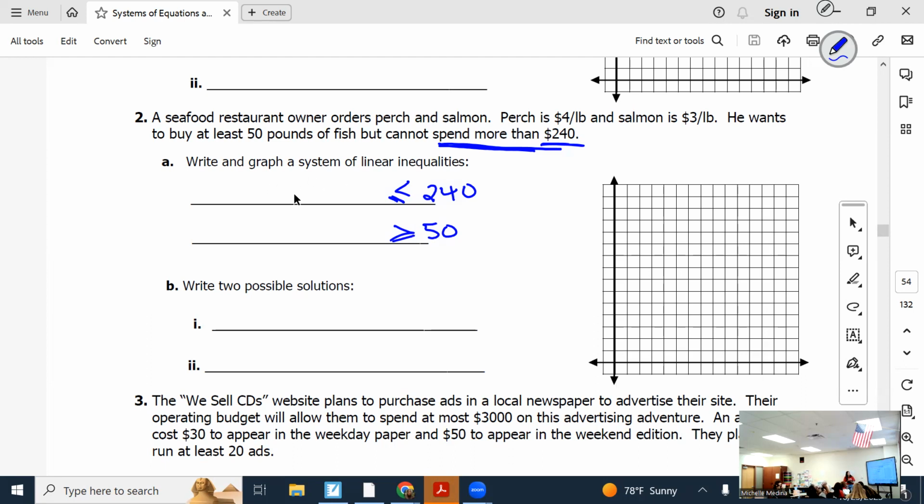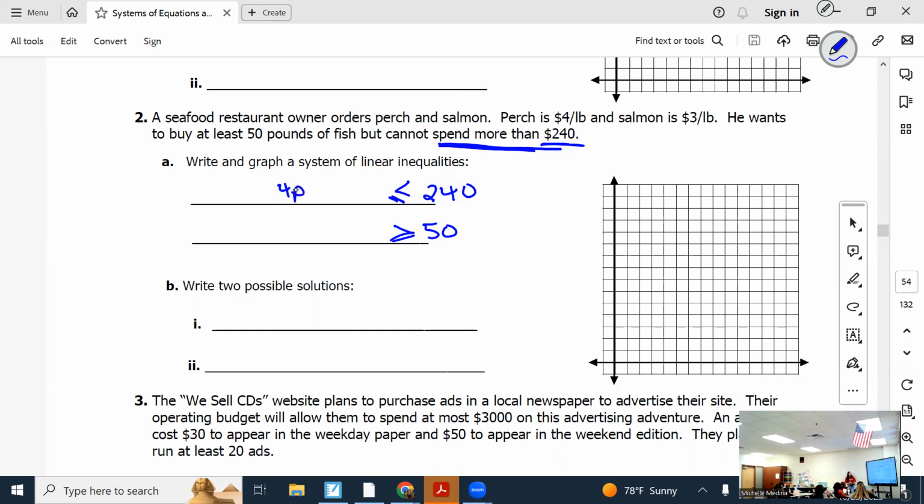Okay, and how can I show that mathematically? Well, you don't want to do that because we already have the symbol. You don't want to put an equals over here because we already have an inequality symbol. But how can I show that perch is $4 a pound? Do we know how many pounds he's buying? But that's combined. That's the perch and the salmon. Do we know how many pounds of perch he's buying? So then maybe we use a variable for that, like P or X, it doesn't really matter.